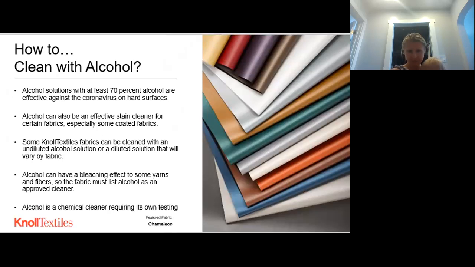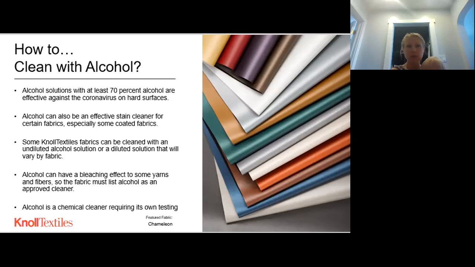Originally, the focus of this discussion was primarily on bleach cleanability in antimicrobial fabrics. However, we are also being asked if alcohol is an appropriate cleaner for fabrics. The answer is yes, but only if the fabric has been tested previously and alcohol is an approved cleaner. Alcohol can be an effective disinfectant and stain cleaner if the fabric can tolerate alcohol as a cleaner. Alcohol can have a bleaching effect on fabrics and even degrade yarns, so you must check with the manufacturer first.